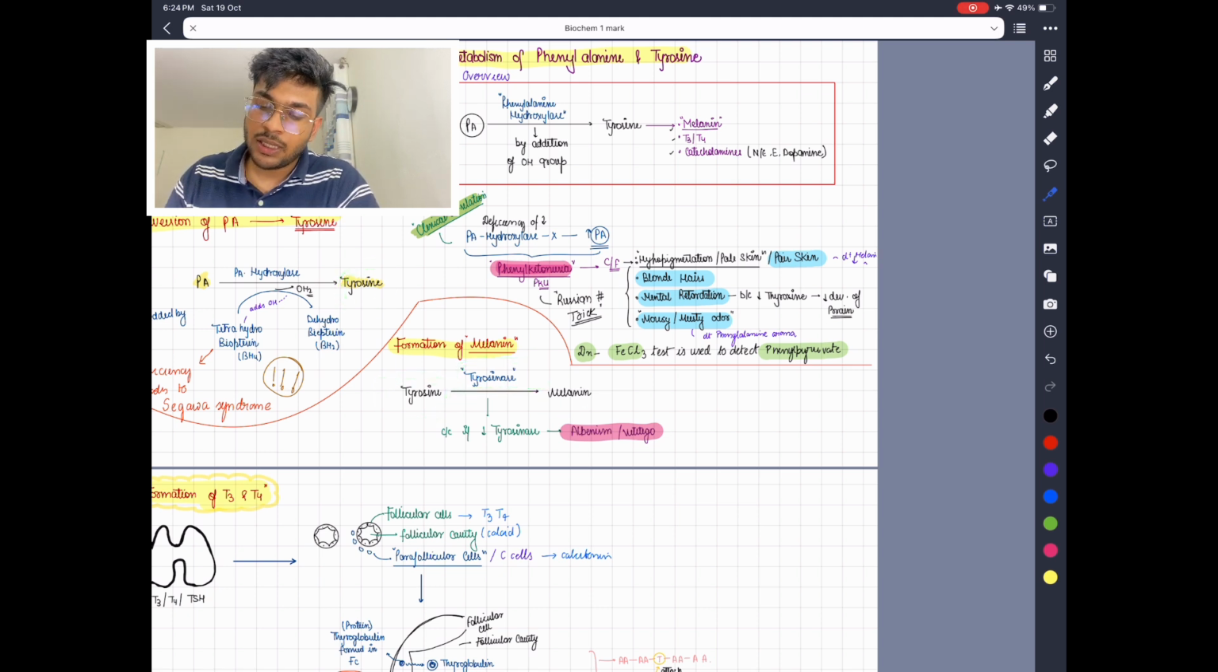So basically, if tyrosine is not formed here because of this enzyme deficiency in phenylketonuria, melanin will also not be formed. That's why these people have fair skin and blonde hair. I hope that makes sense to you. I gave the logic of why they have fair and pale skin. Now we're getting to this reaction.